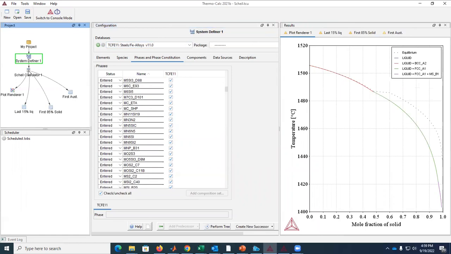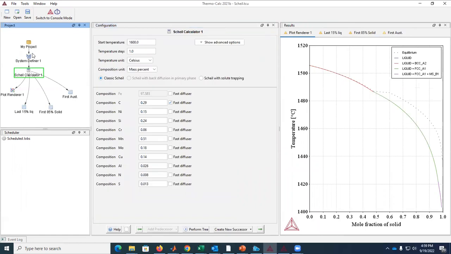Now, I went to the Scheil calculator, and for the starting temperature, I can start at a really high temperature. I change to Celsius here, by the way; the default is usually Kelvin. I can start at 5,000 C, but it's going to take a lot of time. I know that alloys usually solidify below 1600 C, so my maximum starting temperature could be 1600 C, and I don't need to go too high.